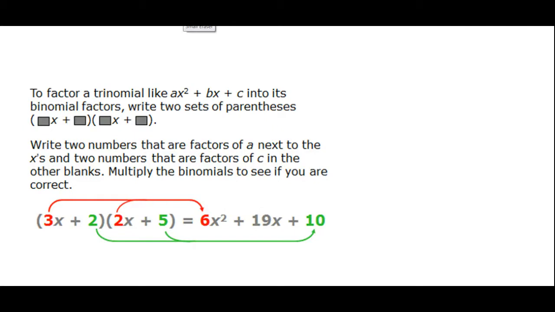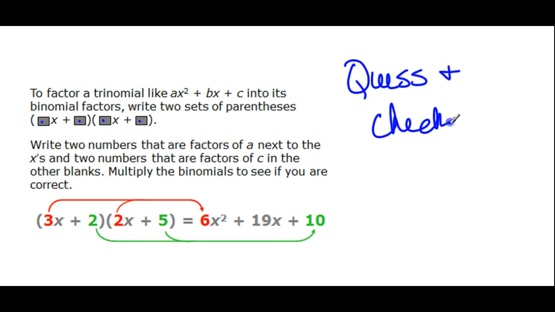We're going to go ahead and set up our two binomials, and we'll put an x in the front of each of these because that's going to come from this term right here. Now we have to come up with two factors that will multiply together to give you 6, and we're going to put them here and here. Then we'll go back down and find two factors that multiply to give you 10 and put them here and here. And then we're going to check them to see if they worked to give us the middle term. We call this the guess and check method.